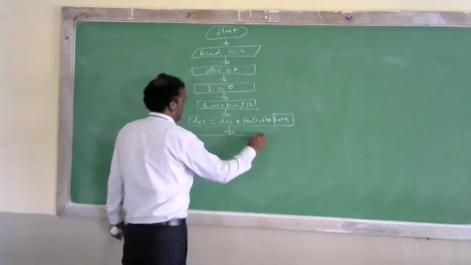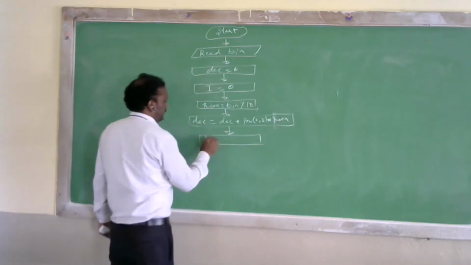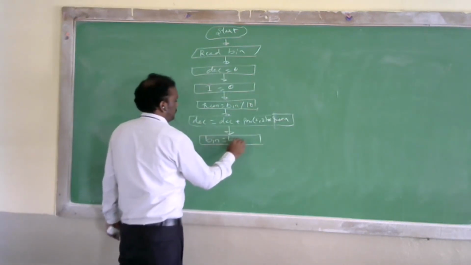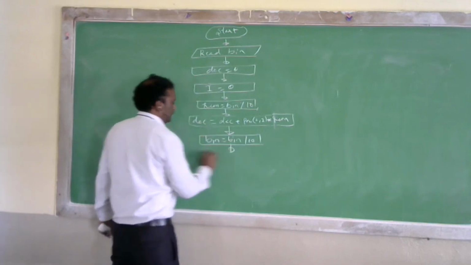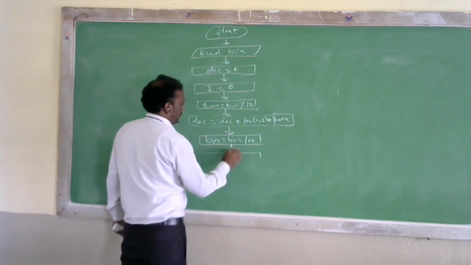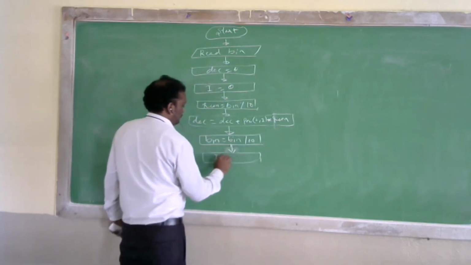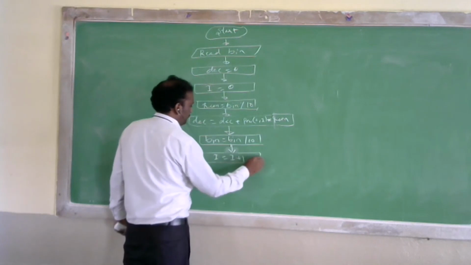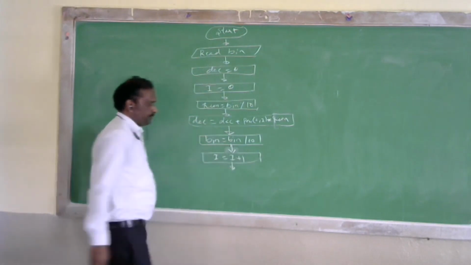Now divide the binary value by 10. Binary is equal to binary by 10. Now increment the I value. What is the I value? I is equal to I plus 1.